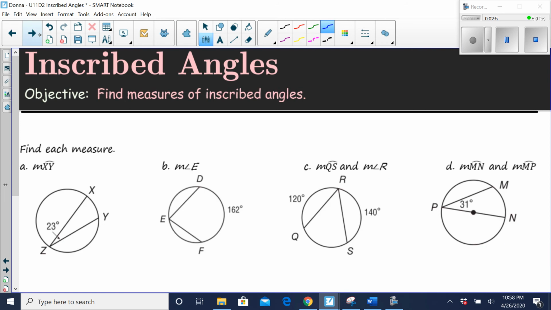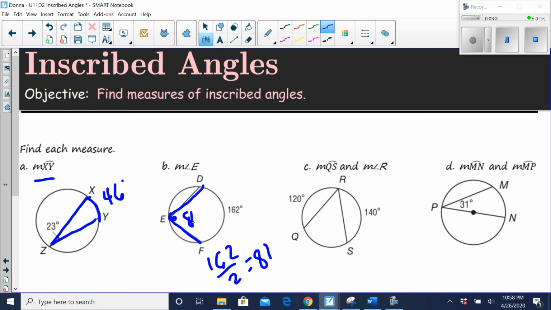Here it says find each measure. The first thing it asks for is the measure of arc XY. They want this arc right here. Well, the relationship, this angle Z is half of the arc. So if I want to get back to the arc, I need to take this angle and multiply by 2. So this arc measures 46. Next one asks me to find the measure of angle E. So this angle right here, I'm going to take the arc and divide by 2, and that's going to give me 81 degrees.